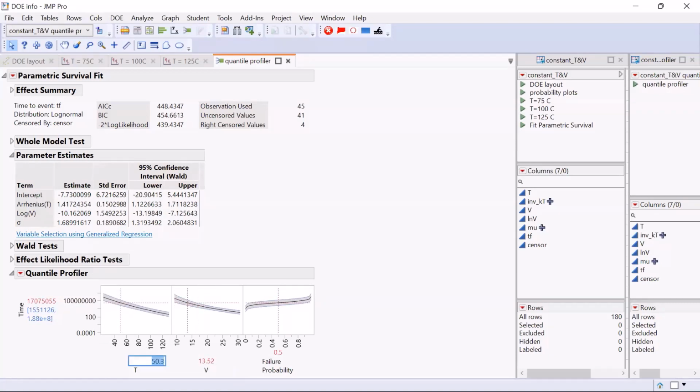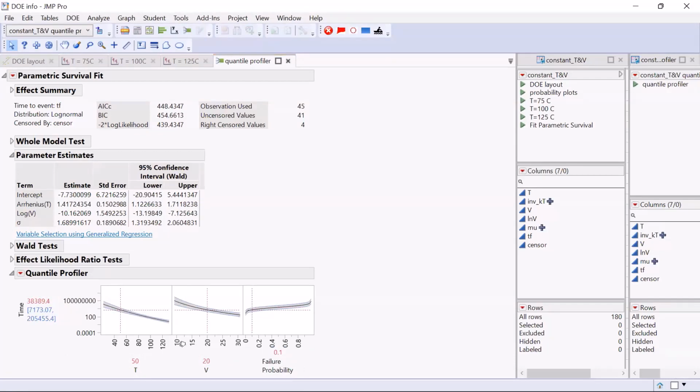I can say, okay, what happens if I make this 50C and 20 volts, and 20 time for 10% of the population to fail. That looks like it's about 38, a little under 40,000 hours. Okay. Now, what you could do then is do it by hand. It would be difficult, but you could put in values for temperature and voltage and then record all this, right?